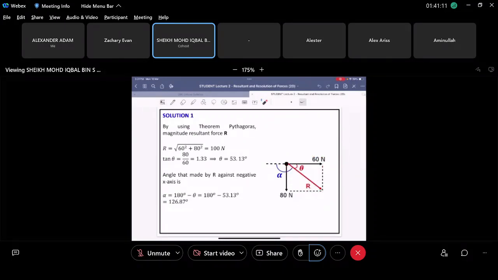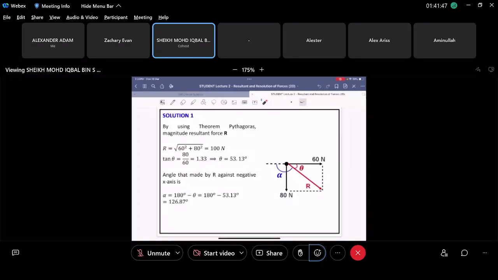And for the magnitude and direction, the formula is very, very simple. It's just Pythagoras theorem, right? 60 square plus 80 square, you have 100 Newton, and then calculate the angle here using basic trigonometry. Tan theta 80 divided by 60 is 53.13 degree, right? And then sometimes they may ask you further questions like this one, calculate the angle to the negative x-axis. So this one is basic trigonometry as well. 180 minus theta, you get 126.87 degree. All right.